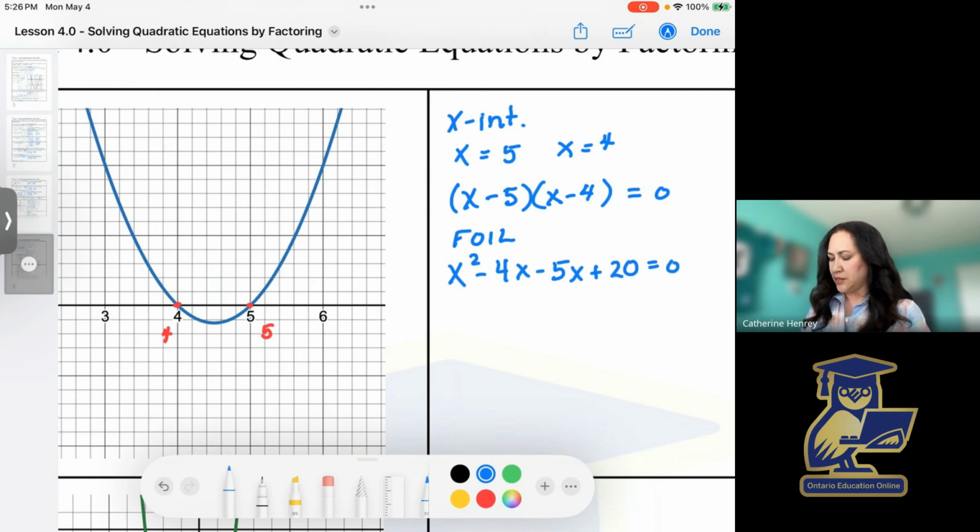All right, let's collect our like terms in the middle. And our final expanded form is x squared minus 9x plus 20. And we put that into an equation.